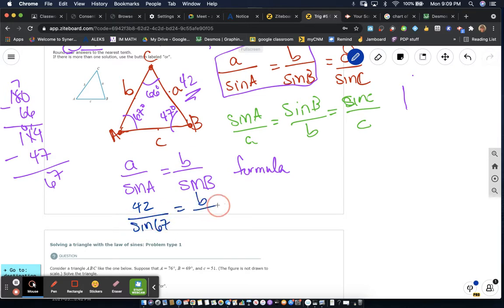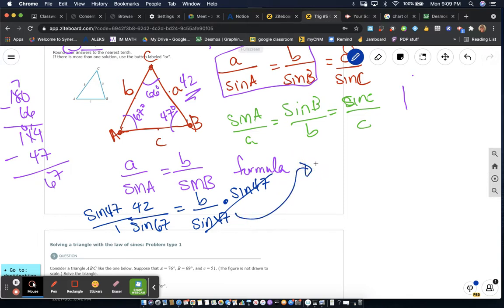Equals B over sine B. Got it? Well, we don't want B over sine 47. We want B by itself. So we need to multiply both sides by sine 47. That cancels out, and this one multiplies here on the top. Okay? In other words, what is B?